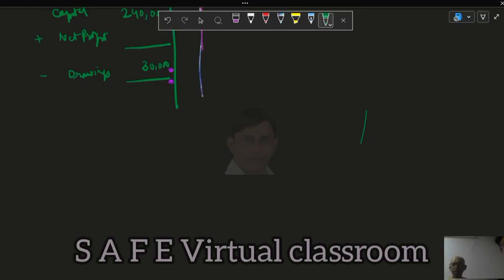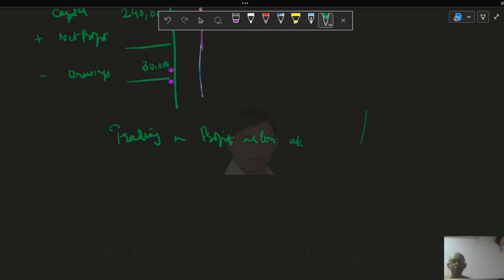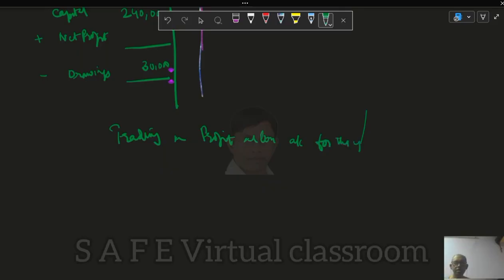So the heading says trading and profit and loss account for the year. Can you see it on the screen? Yes. So this could be the heading like this. For the year ended. So what is the year which ended? What is the year?